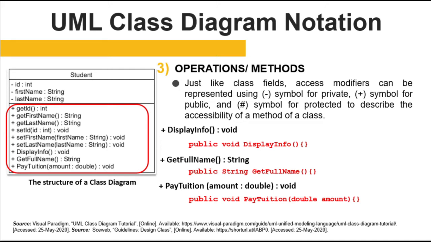We can also read the sample operation method definition as public void payTuition double amount. Public, since we use the plus symbol, then void as the return type, payTuition as the name of the operation, double amount as the parameter since the method needs to accept values before executing the operation, following the syntax for defining an attribute or field inside the class diagram, not including the access modifiers. If there is more than one parameter in a method, they should be separated by commas.